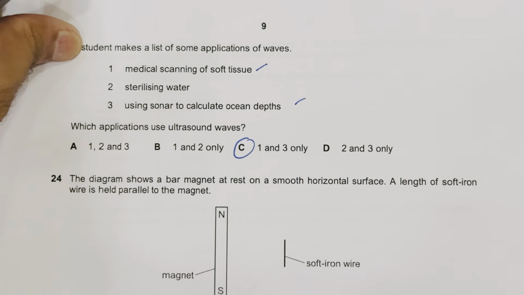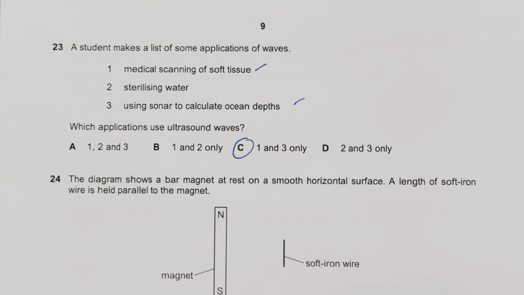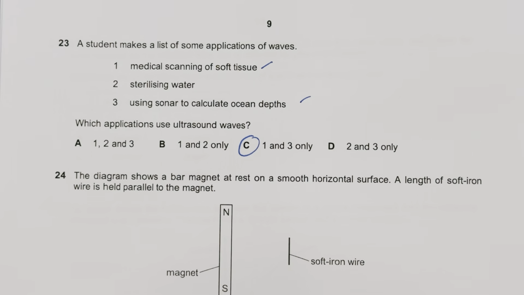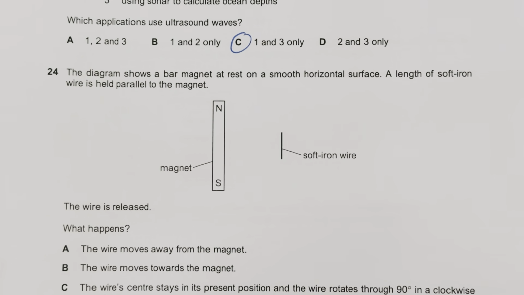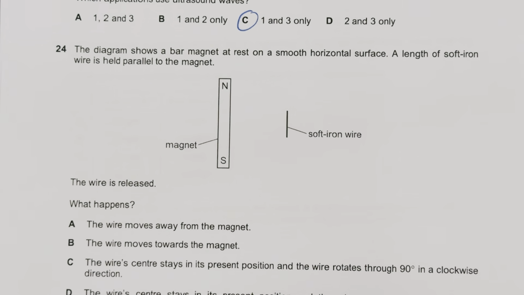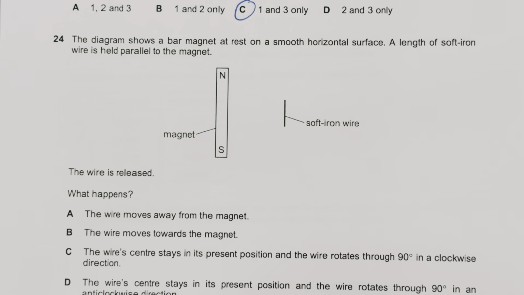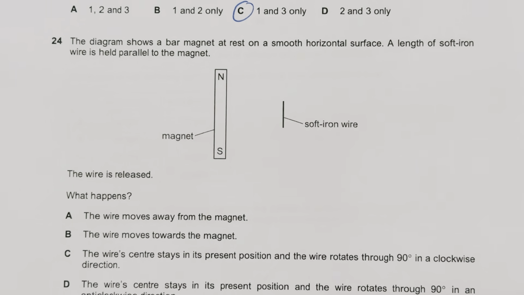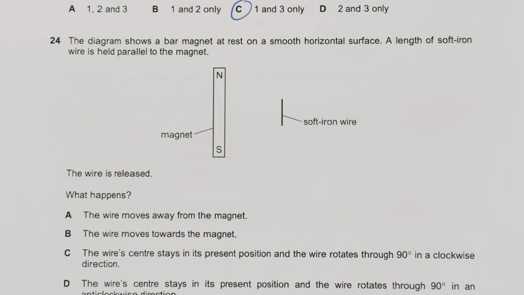Moving to question number 24. The diagram shows a bar magnet at rest on a smooth horizontal surface. A length of soft iron wire is held parallel to the magnet. The wire is released. Okay, what happens? The wire moves away from the magnet? No, the wire moves upward towards the magnet. Yes, because it is soft iron, that's why it moves upwards.